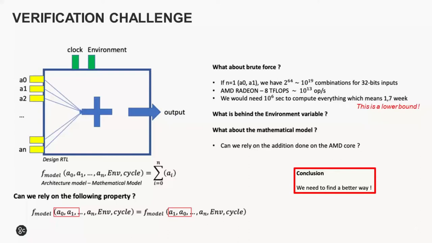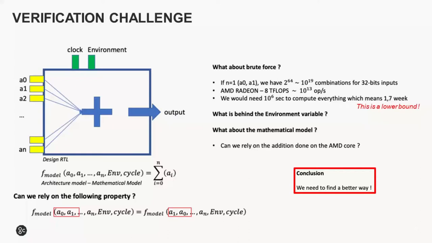I say, well, I'm lazy. So what I'm going to do is try all the possible inputs and check them against the model, and that will be easy. But let's take n equal 1, so just two inputs there. We have 2 to the power of 64 combinations instead of 19 combinations for 32-bit inputs.